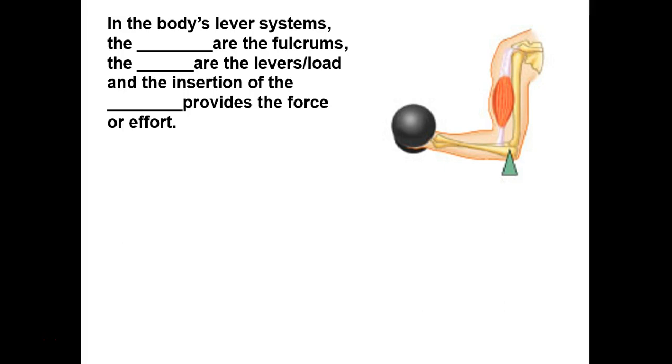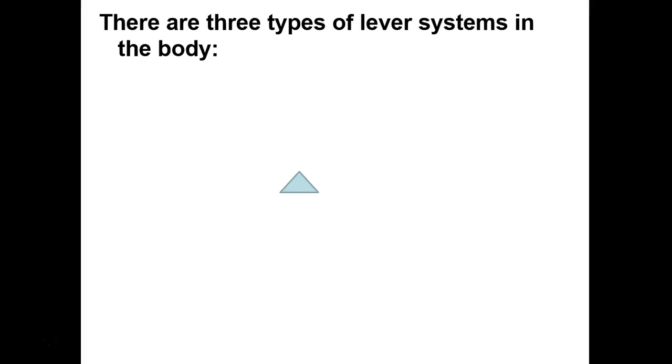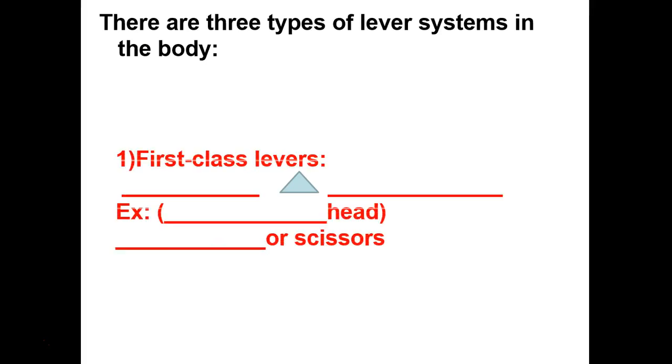Well, when you think about the way your muscles and your bones work together across a joint, they're actually a lever system. The fulcrums in this body lever system are the joints. That's where we're pivoting. The levers or the loads are actually the bones, and the muscles provide the force or the effort. So when we put the bones and the muscles and the joints together to look at our movements, there are three types of lever systems in the body.